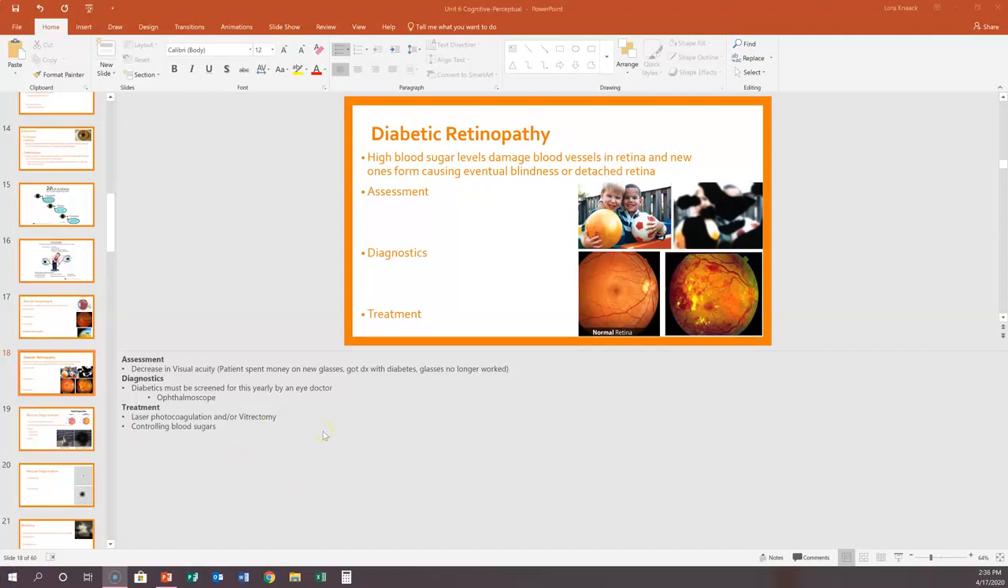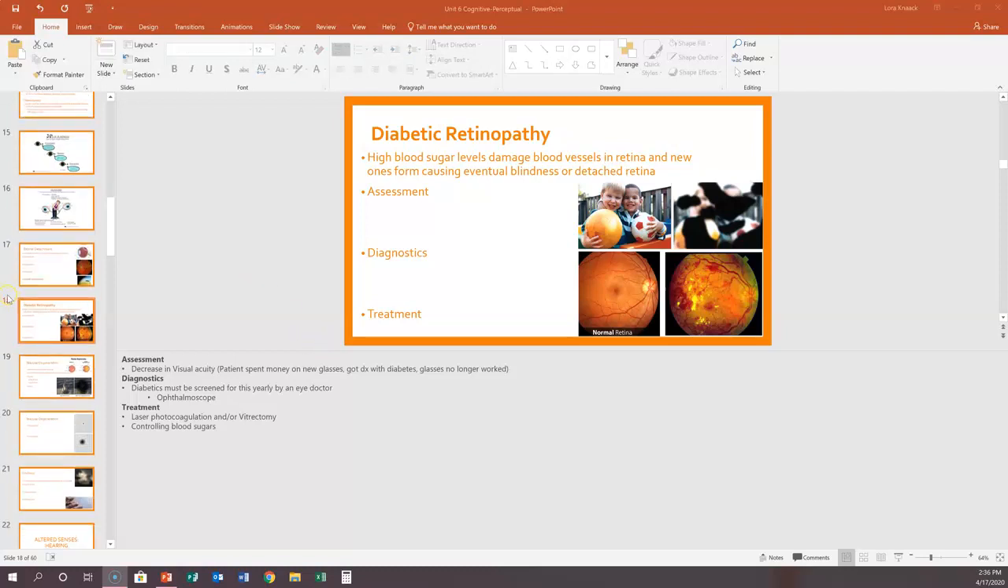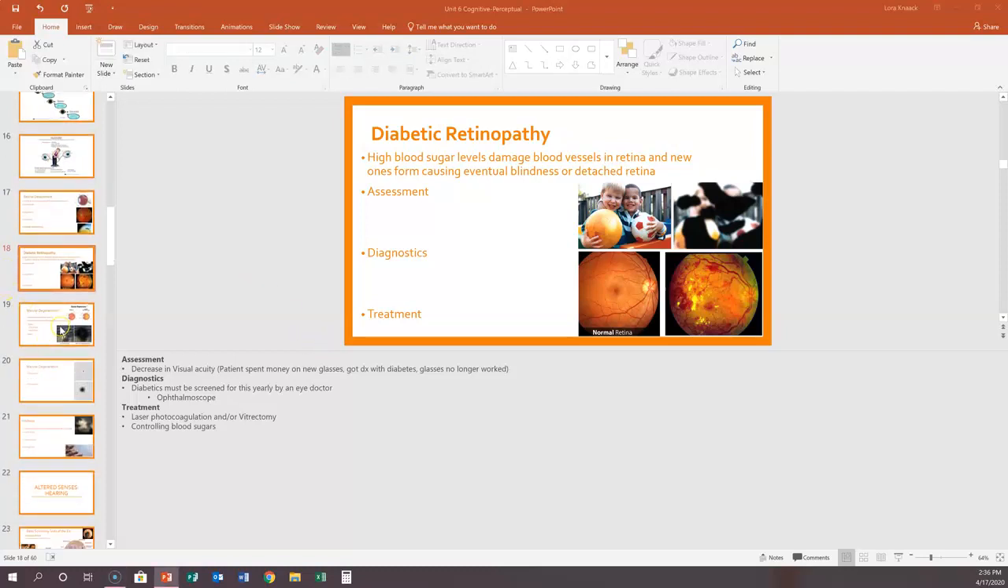So treatment for diabetic retinopathy, they can do what they call laser photocoagulation and/or vitrectomy. So they try to minimize those blood vessels that are forming. And then the other part is just controlling the blood sugars and making sure that people are staying compliant with their treatments, and early diagnostics really too for diabetes.